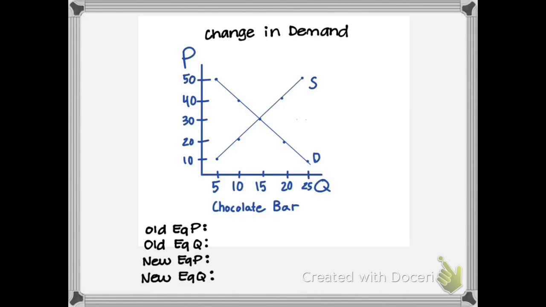Here I'm going to be doing an example of change in demand according to taste and preferences. So first I'm going to find the equilibrium point, which is right where they intersect, and the equilibrium price, which is horizontally, which is 30. And then vertically from the point to find the quantity, which is 15.